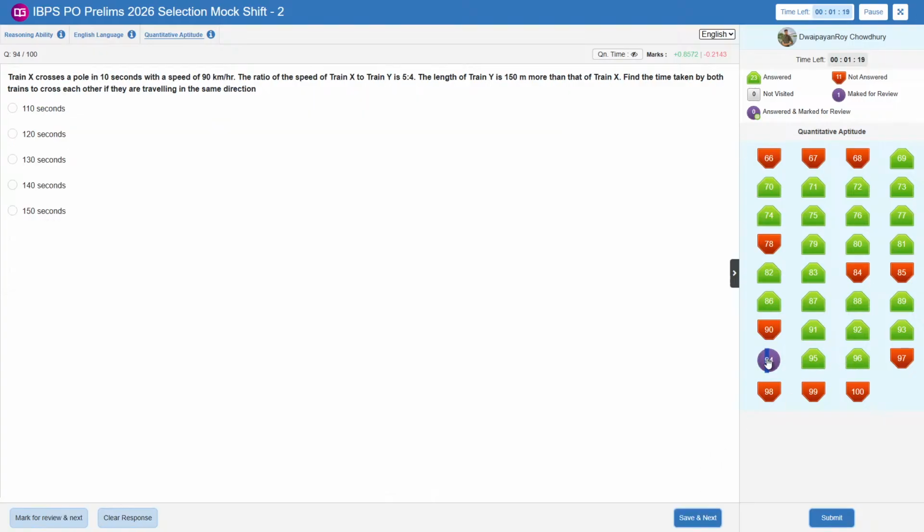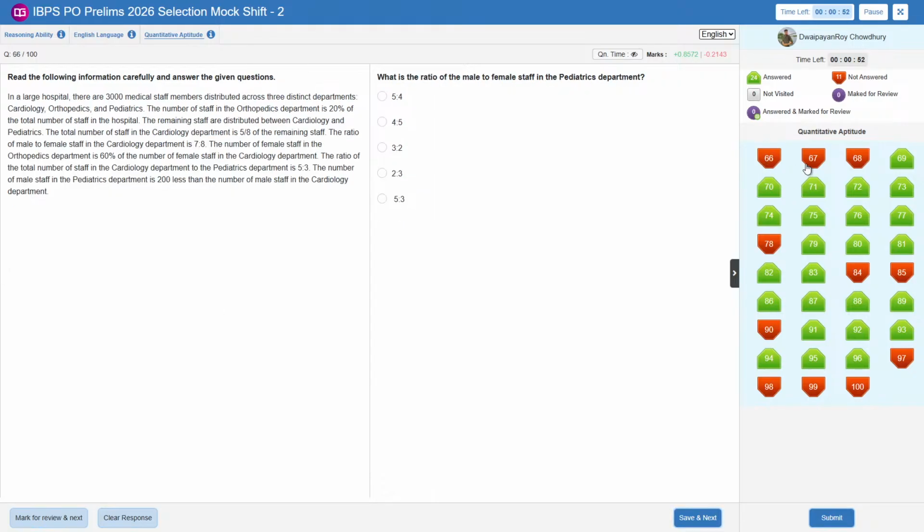Train X crosses a pole in 10 seconds with a speed of 90. 90 means 25 meters per second. So 250 is the length in meters. Speed of Y is going to be 20 meters per second. Length is 150 more than that of X, so 400 length. Both cross each other in the same direction. So same direction 650 and the speed is going to be 5. So 130.